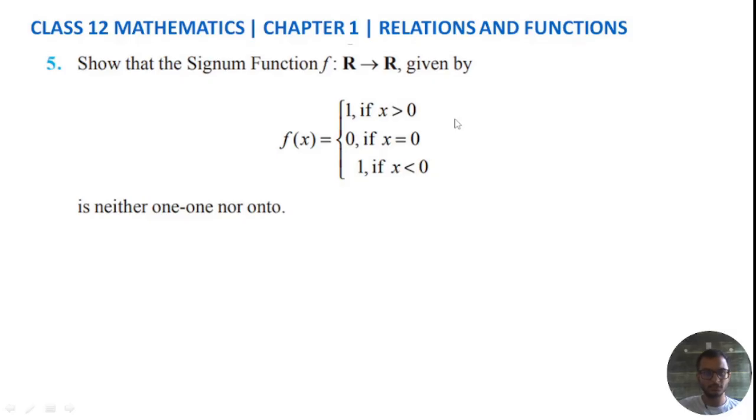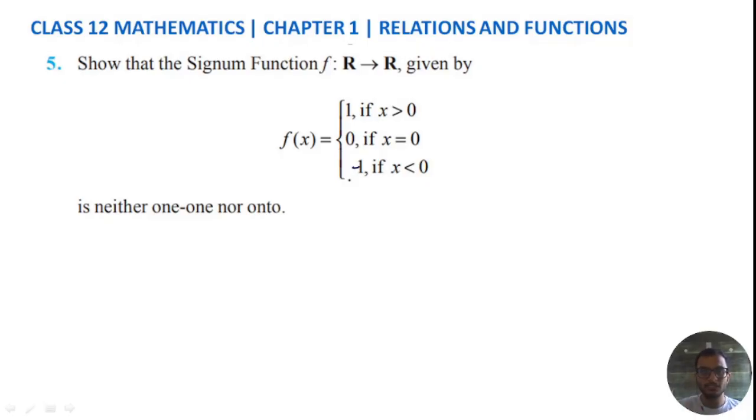So let's start. The fifth question is: the signum function f from R to R given by f of x equals 1 if x is greater than 0, 0 if x is equal to 0. Okay, there should be minus 1 here, minus 1 if x is less than 0. Show it is neither one-one nor onto. Why should it be minus 1 here?